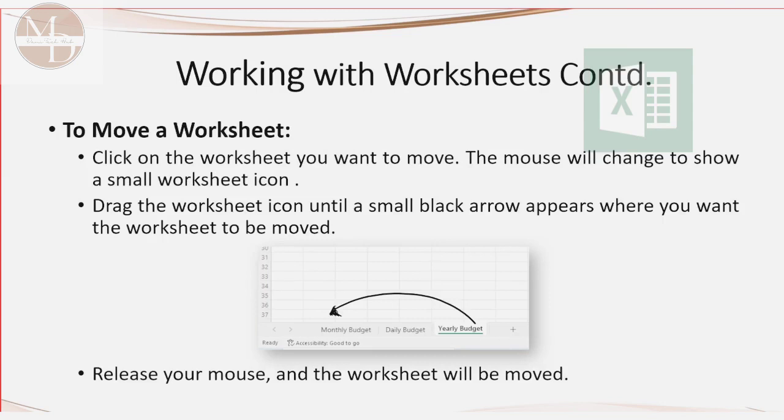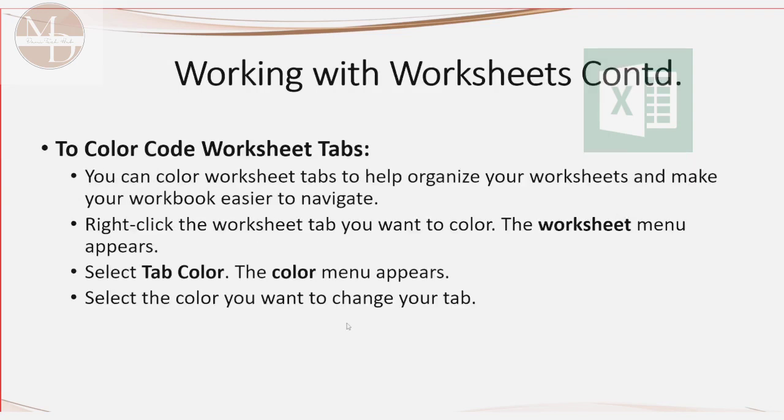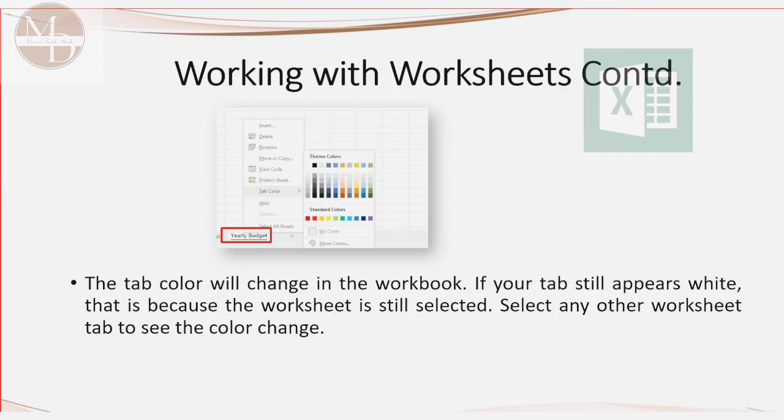If you want to move a worksheet from one place to another, you can just hold your mouse on it and drag it to the location you want. As you can see with this arrow, the yearly budget, the mouse was placed on it and dragged over to this place. So it becomes yearly budget, monthly budget, and daily budget, something like that. You can color code, which I've done earlier. You can right click and select your color.